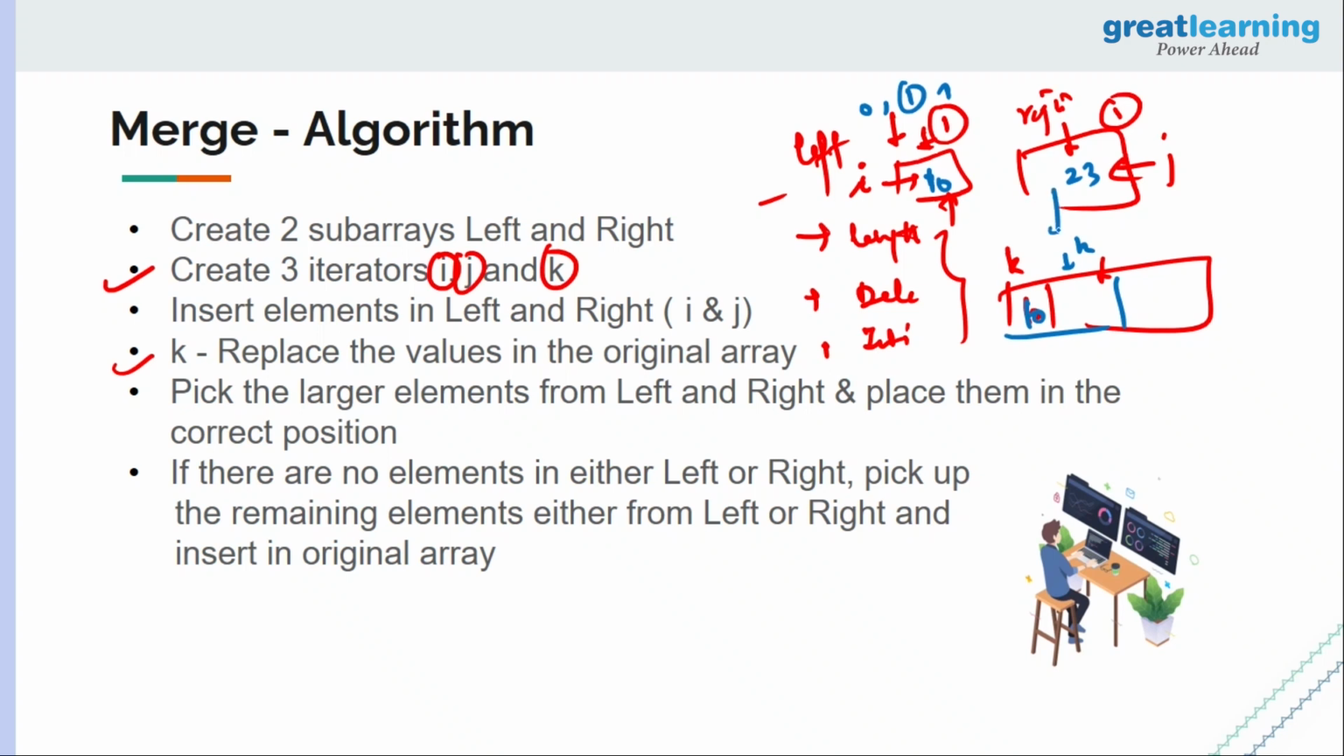Those elements will be directly inserted in the original array, because we know for a fact that both of these left as well as right arrays will be sorted in itself. Okay, so let's see what is the next step in the demonstration.